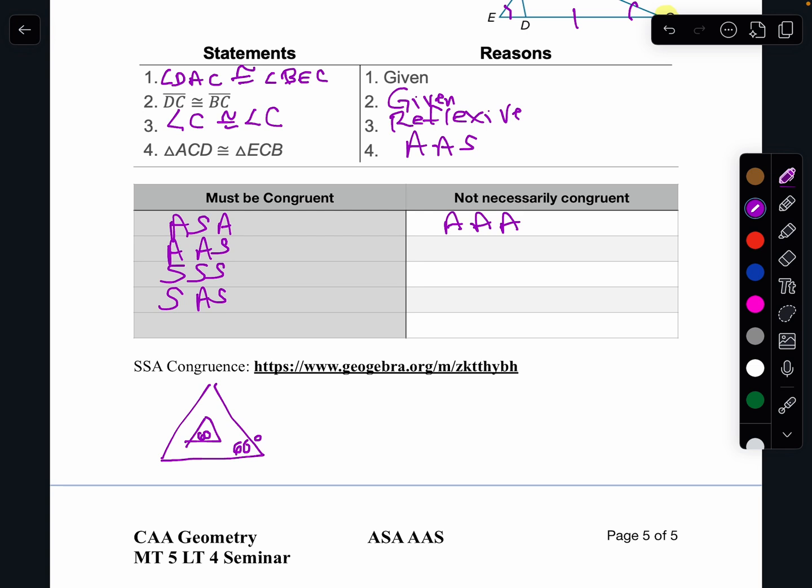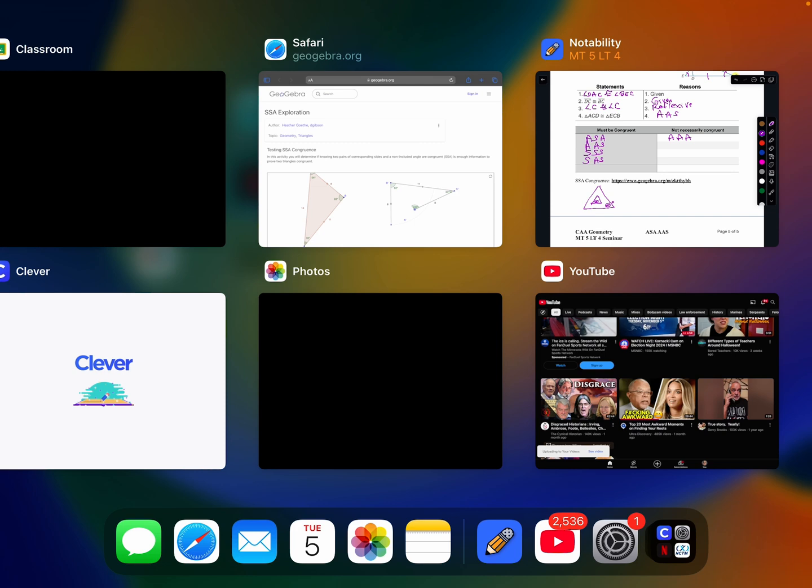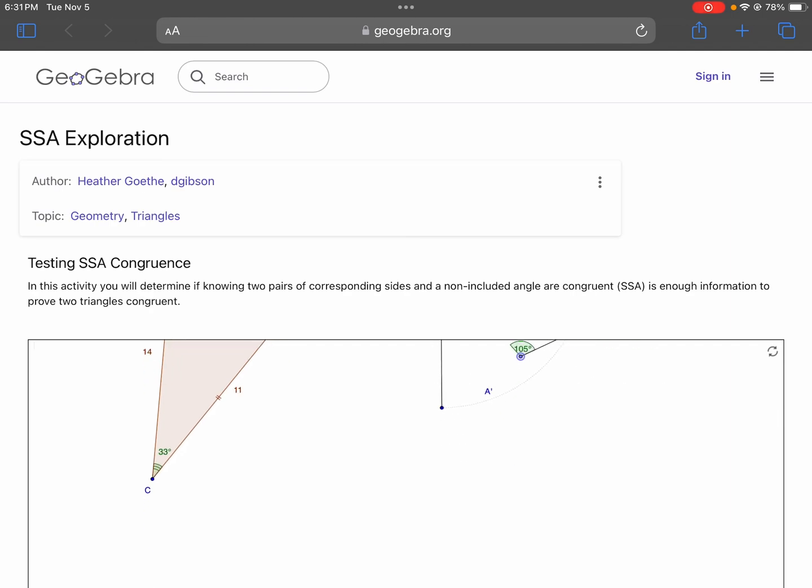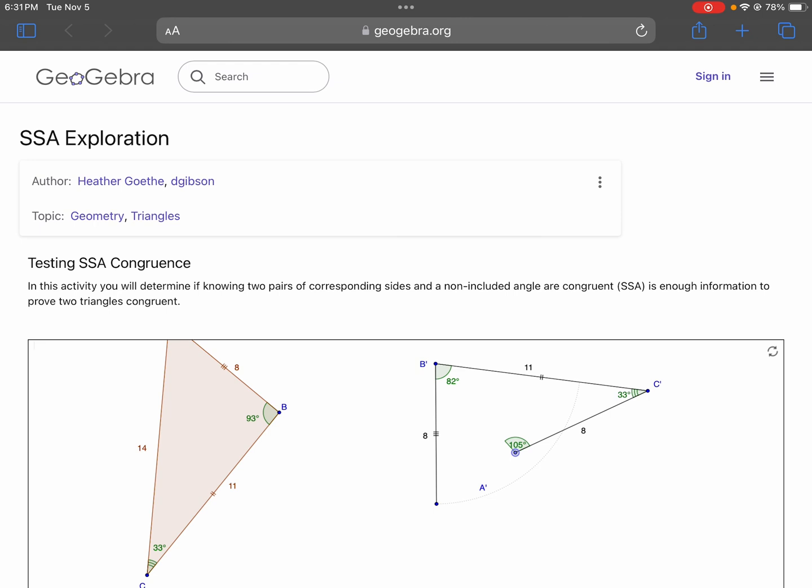Now the other one we look at is side, side, angle. So if you click on that link from your seminar, we look at that triangle. And I've got side, side, angle here. Notice I cannot adjust the length of BC. I can't adjust the length of AB. I can adjust its angle, but not its length. And then notice angle C, I can't change the angle. It's always 33 degrees.